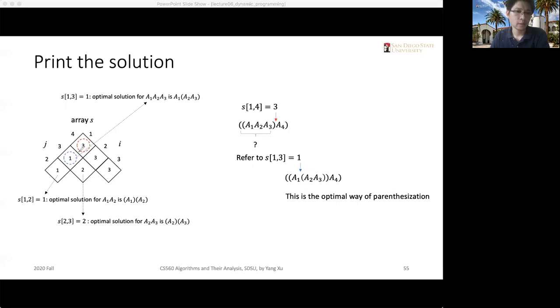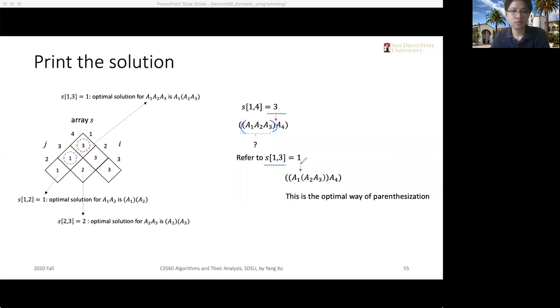So the S14 means S14 is 3, okay? So it means that the last layer should be around A1 and A3, right? And we use this S array to look at S13.